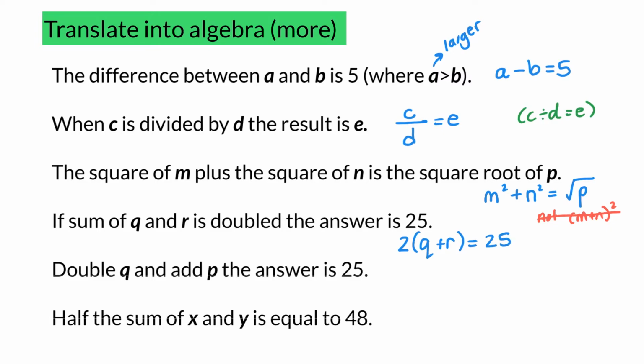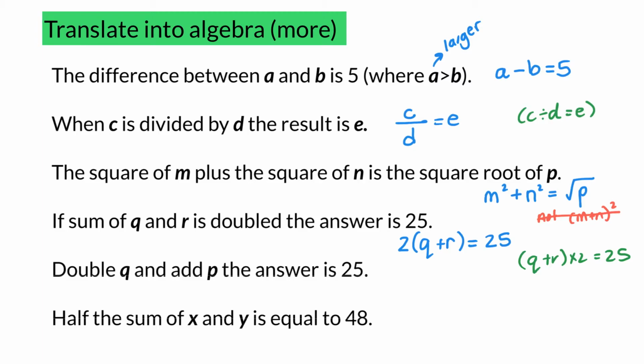You could have written it like this, q plus r times 2 is 25, and that would also have been correct. But what's very, very important is that you need to have the brackets, showing that you first add q and r, and then double that answer.